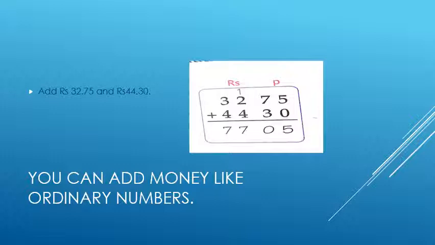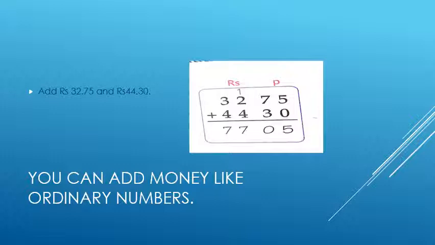So here you write rupees 32.75. Write 32 in the rupees column and 75 in the paise column. Then children, you write rupees 44.30, 44 in the rupees column and 30 in the paise column.